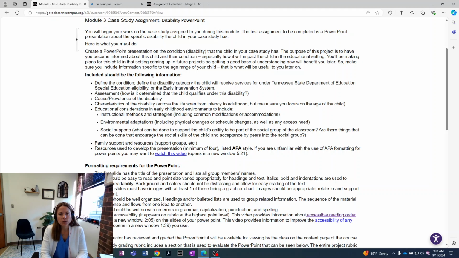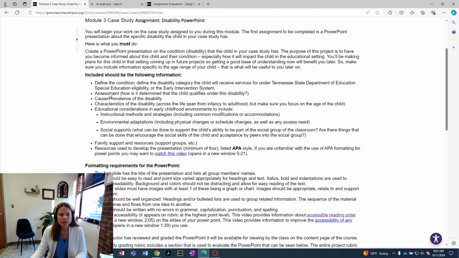The first one is you're going to define what that disability is, the category. One of the places I want you to start when you begin this research is to look under 2 things. You're going to look under the Tennessee State Department of Education, Special Education Eligibility, and their Early Intervention System.